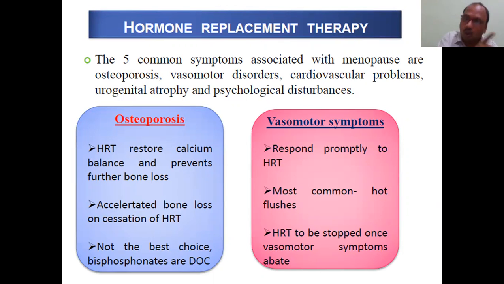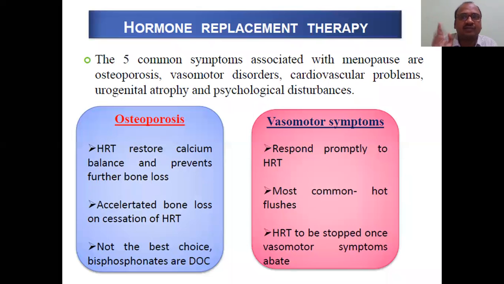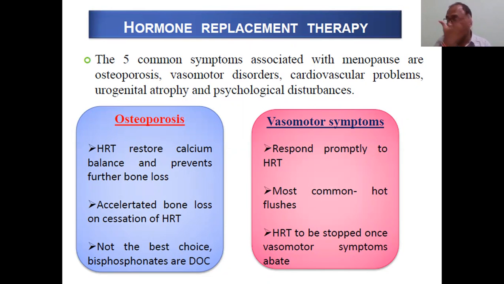Keep in your mind. Osteoporosis: bones become very weak from menopause, from the age of 45, especially in women. In such a case, you have to give it. Vasomotor symptoms, that will also start. Hot flushes, your face will become hot from menopause. In such cases you have to give it. That is called hot flushes.